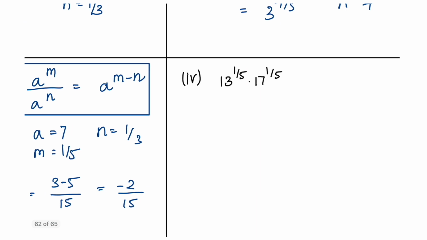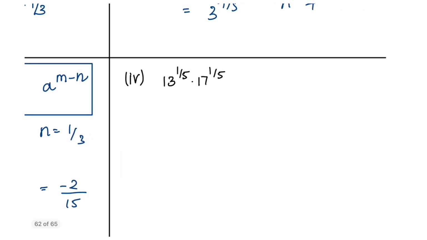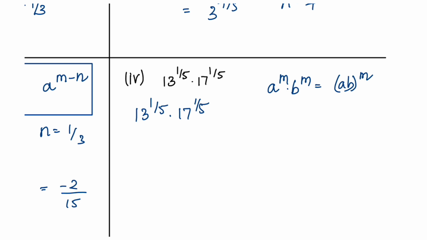Okay, moving on to the last subdivision of this example, we have 13 power 1 by 5 multiplied by 17 power 1 by 5. Now this is not of the form that we have seen so far. We have another formula for this, which is a power m into b power m is equal to ab the whole power m. And this is exactly of that form: a is equal to 13, b equals 17 and m equals 1 by 5. So it's just going to be 13 times 17 the whole power 1 by 5.